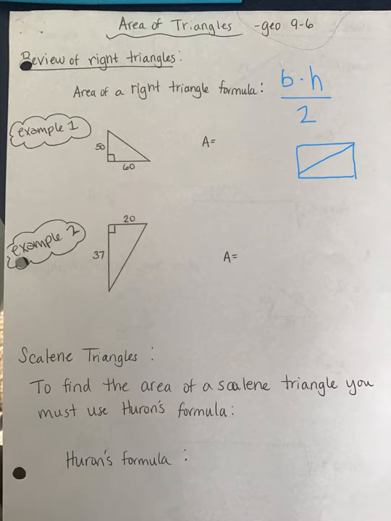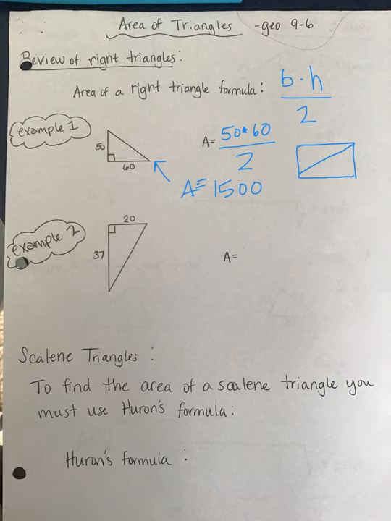So for this first one, we would do 50 times 60, or you could do 60 times 50. It doesn't matter which way you do it. And then you would divide it by 2. When you figured that out, it would be 1,500. So the area of that triangle would be 1,500.